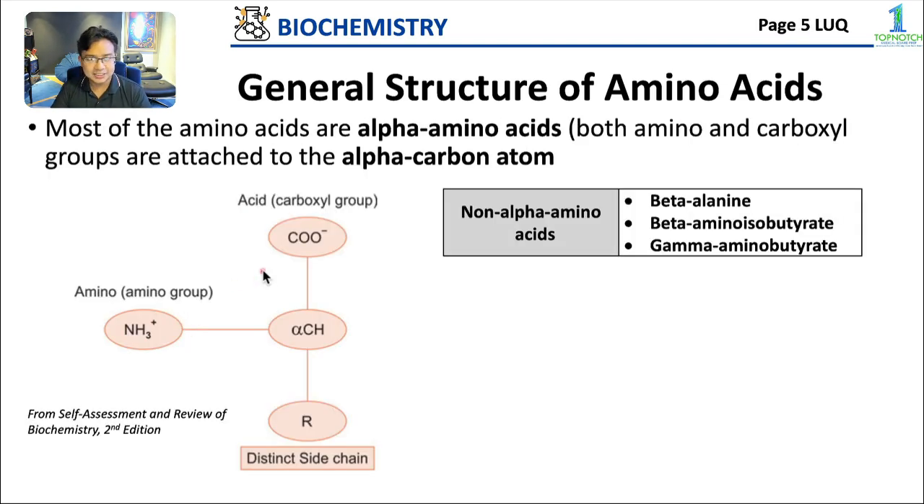Most amino acids, as mentioned, are alpha amino acids, wherein both your amino group and your carboxyl group are attached to the alpha carbon. Kakaiba siya in these following amino acids. They are non-alpha amino acids: beta-alanine, beta-amino isobutyrate, and gamma-amino isobutyrate.